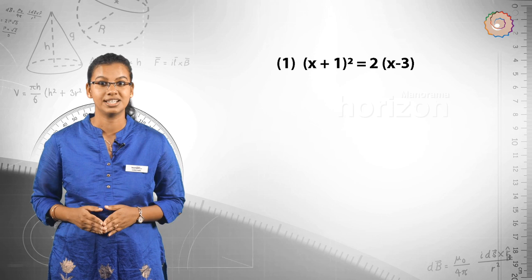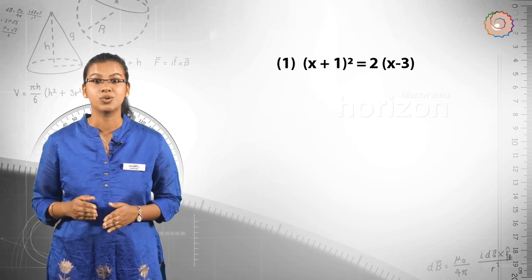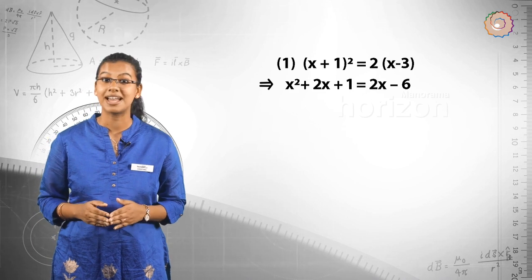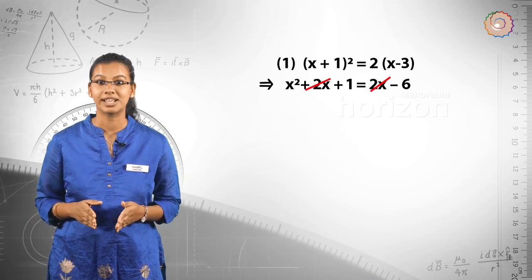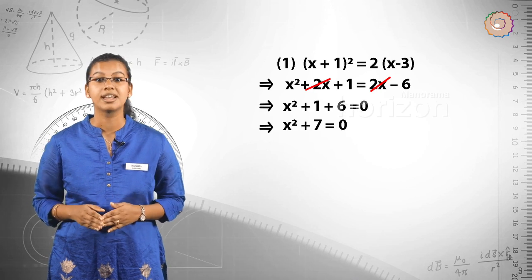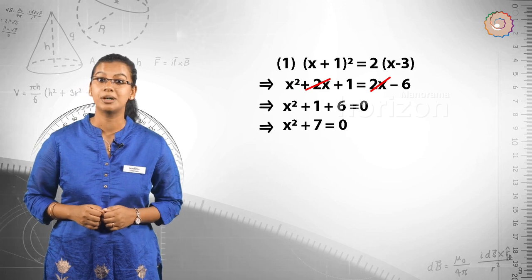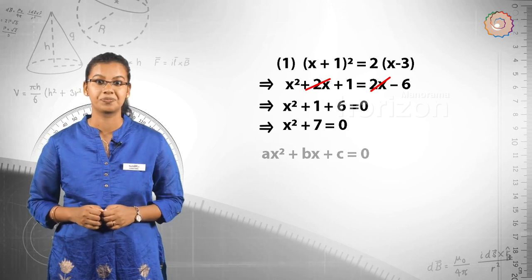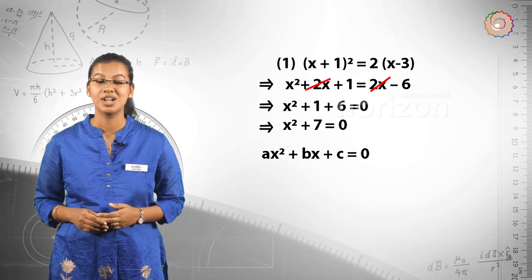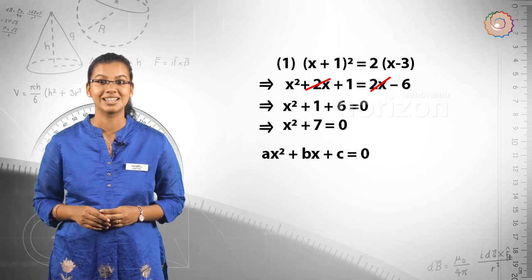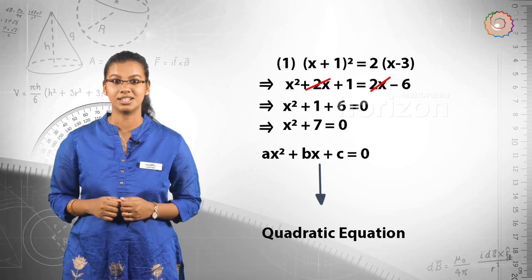The first equation is x plus 1 whole square equals 2 into x minus 3. Expanding x plus 1 whole square, we can cancel out 2x from both sides of the equation. Arranging them on one side, we will get x square plus 7 equal to 0. It is of the form ax square plus bx plus c equal to 0, where the coefficient of x, that is b, is 0. So the given equation is a quadratic equation.